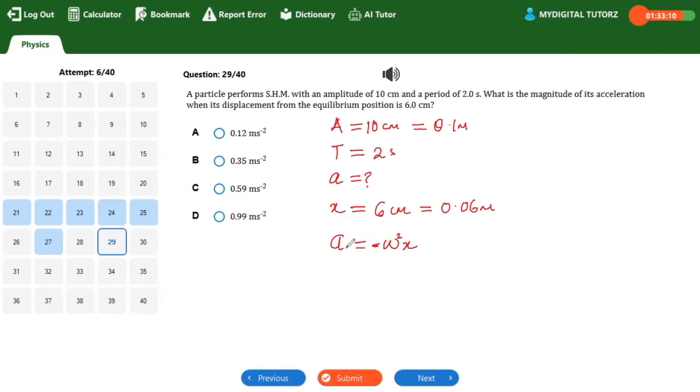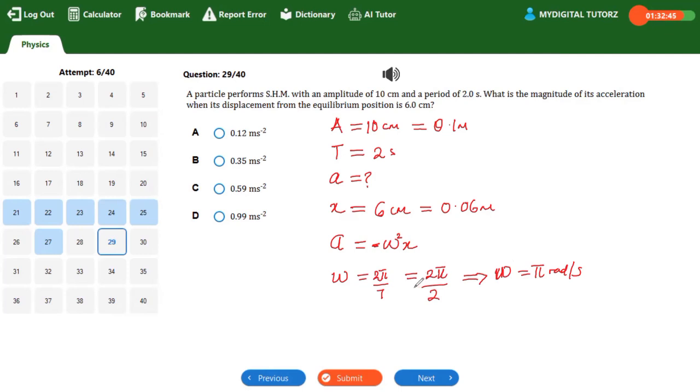displacement. So here we don't have our omega, but we know that omega is equal to what? 2 pi all over T. So this will give us 2 pi all over T, which was 2. Therefore, this implies that omega is equal to what? Pi rad per second. So that is omega.